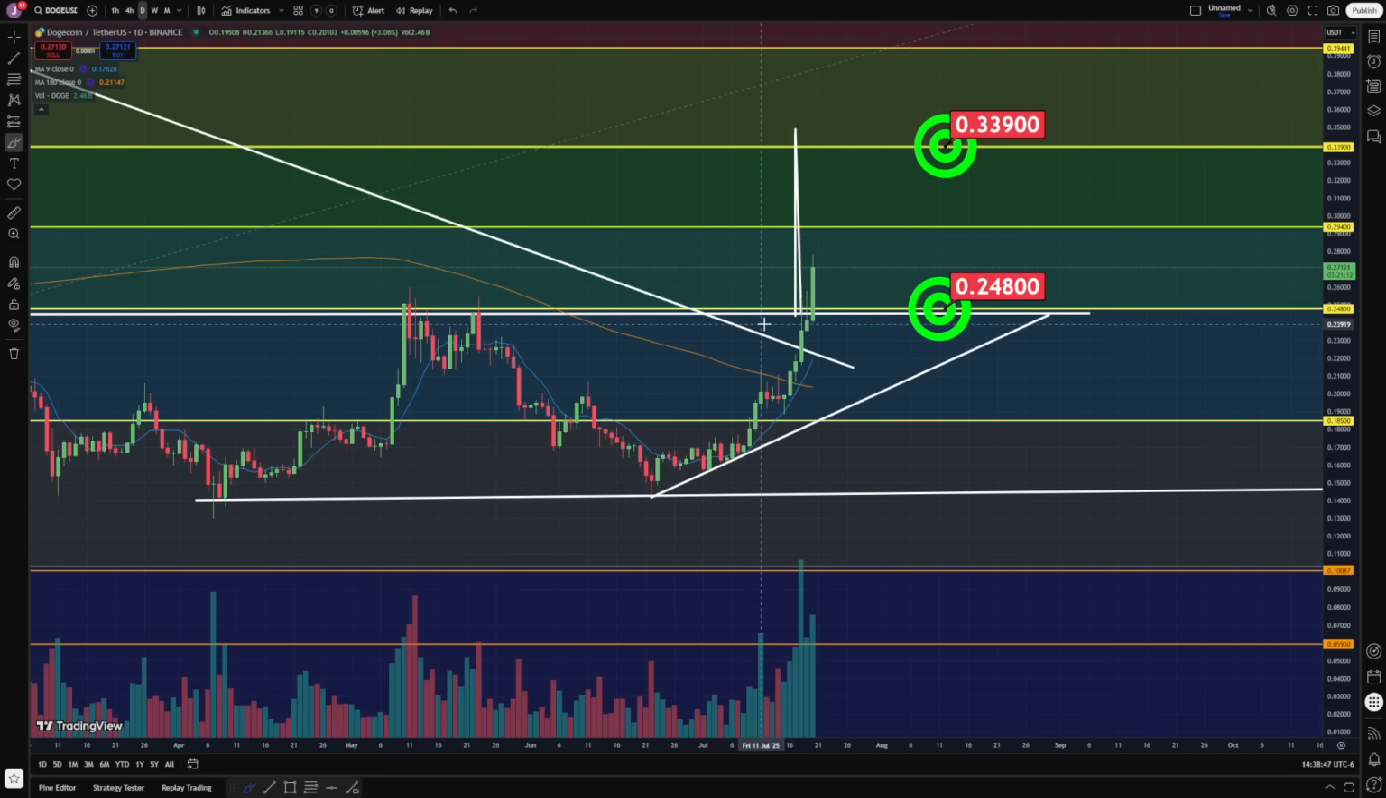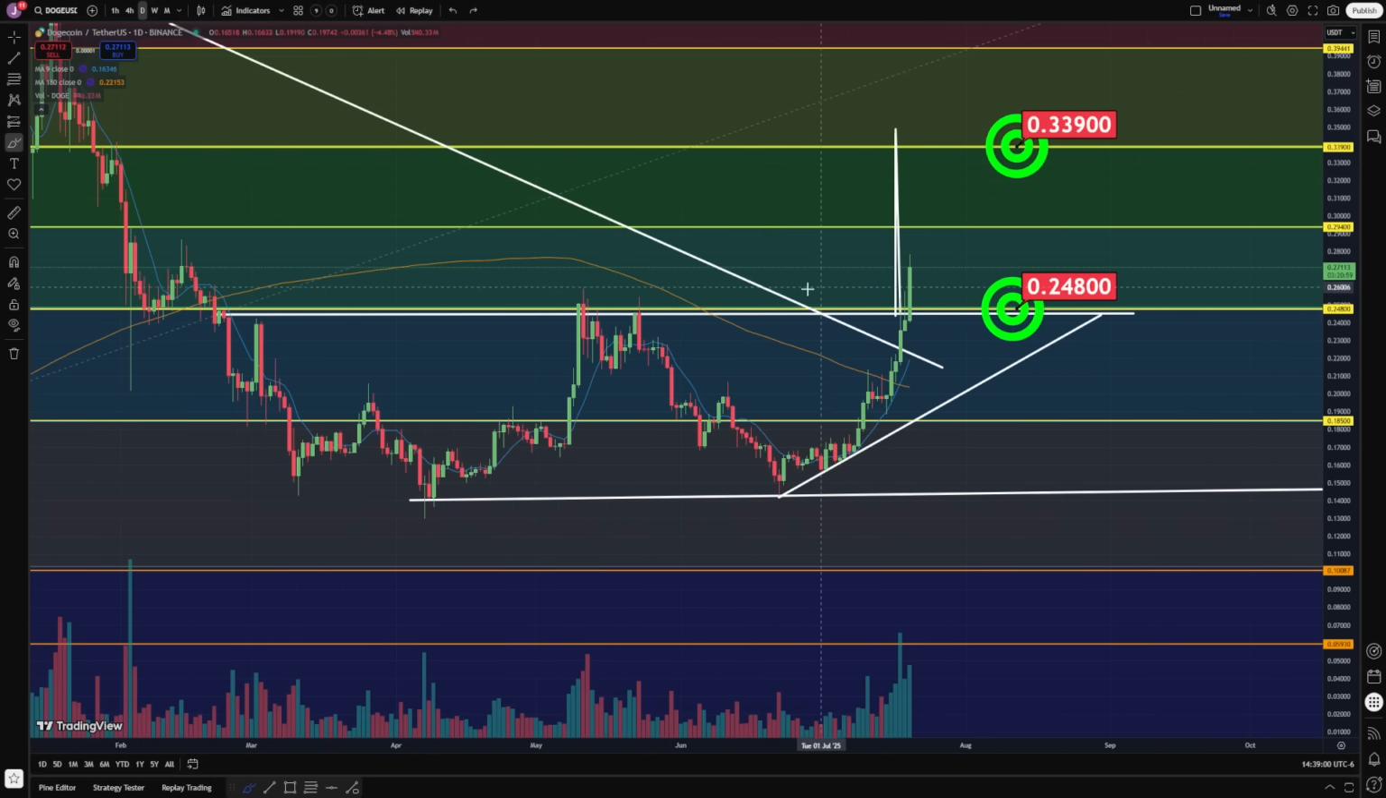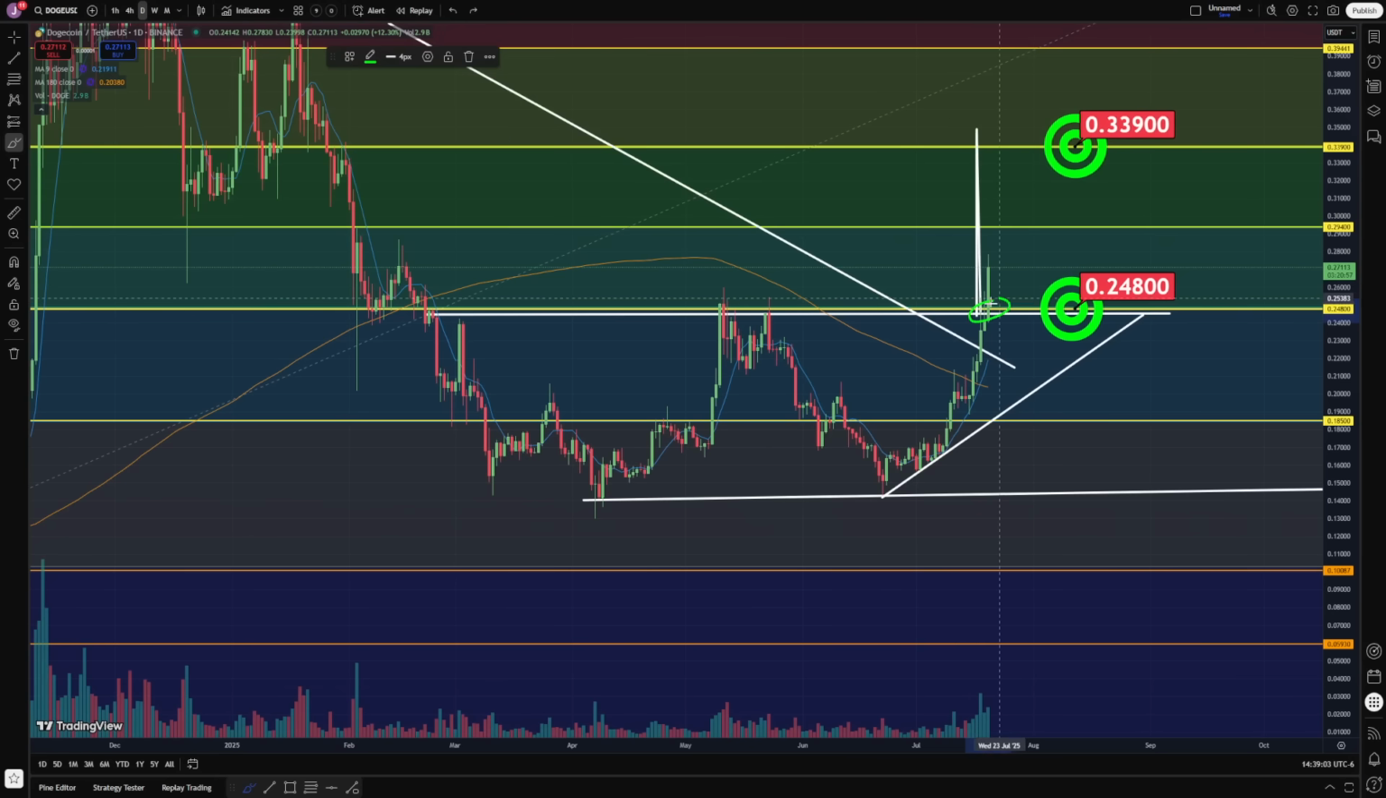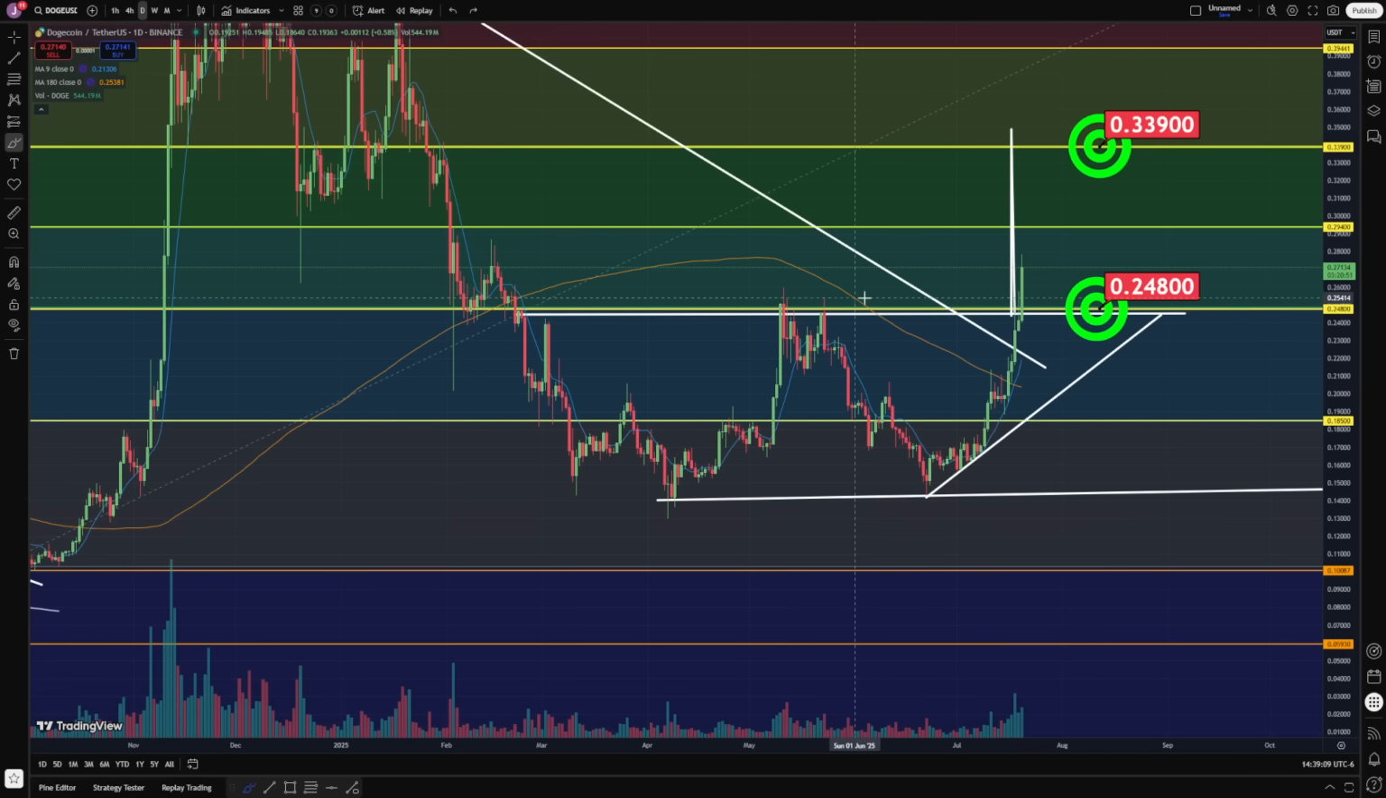I wouldn't be surprised if we came up to 0.339, people started taking profits, and then we started bouncing in between these Fibonacci retracement levels again. Like we could get some trouble over here. People start taking profits and then come back down to 0.248. Remember that once we break resistance, then when we come back down to test it, it could act as support. Resistance can flip into support, basically.